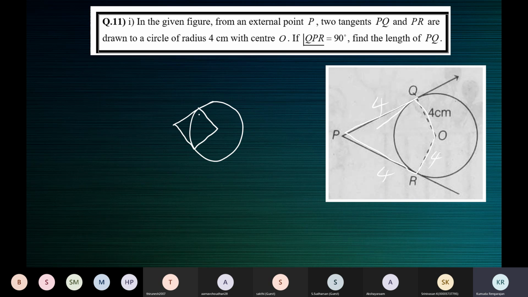So like this, it should have been the figure. Radius, tangent, 90 degrees. Radius, tangent, 90 degrees. And the angle between the two tangents is 90 degrees, so this is also 90 degrees. So this is a square. This is 4, this is 4, so this is also 4. The figure should have been like this. It was given like this, so I just had to snip that and put it here. So just use this figure to understand. This is the tangent.